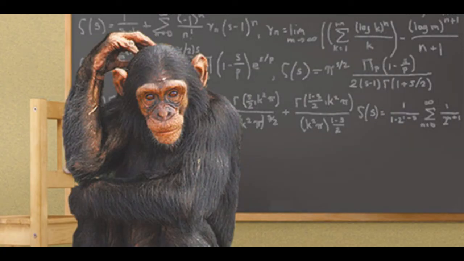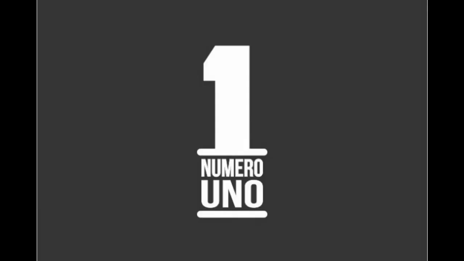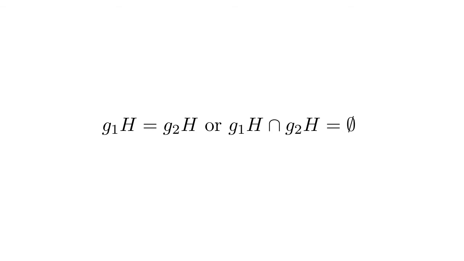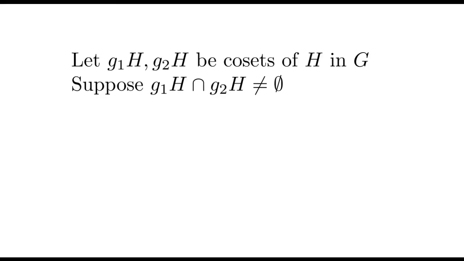The answer is I don't have to, and we'll prove these facts anyways. So we have to prove two things. Number one is proving any two cosets are either distinct, in other words, their intersection is the empty set, or that they're the same. So observe g1H and g2H, which are two cosets of H in G. Suppose to the contrary that their intersection is not empty.